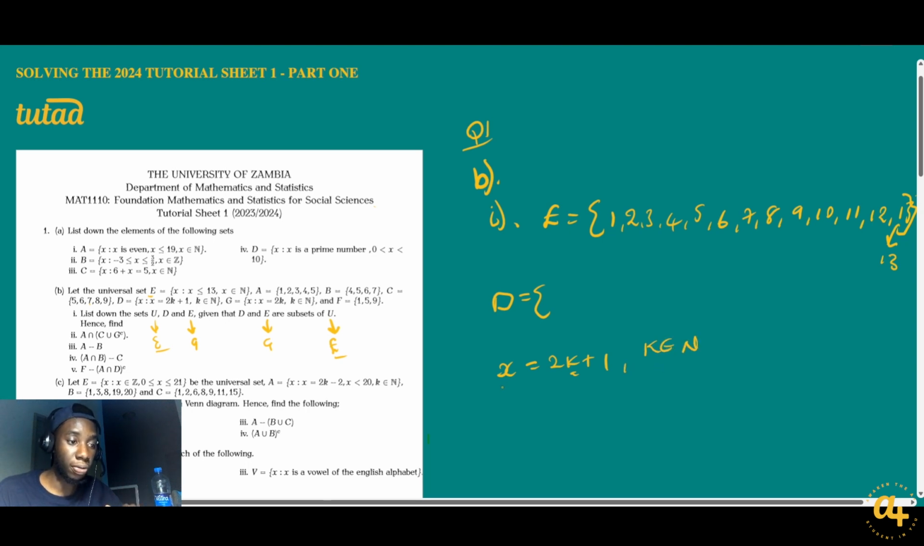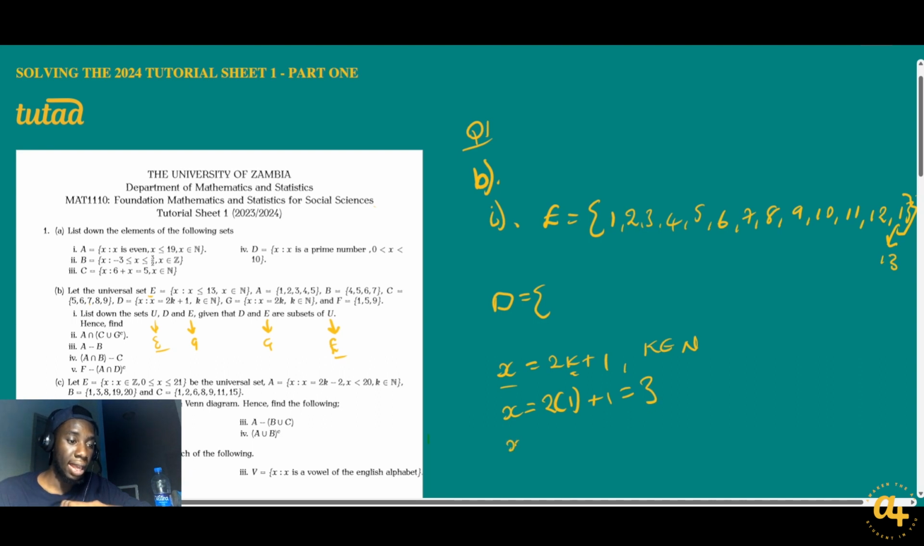Therefore, in order for us to find what x is, we're going to have to substitute k with the numbers that are in the set of natural numbers. Okay, so let's do just that. All right, so we're going to have x is equal to 2 times 1. Why 1? Because 1 is the first natural number. So we're going to have 2 times 1 plus 1. So 2 times 1 is 2. 2 plus 1 is 3.